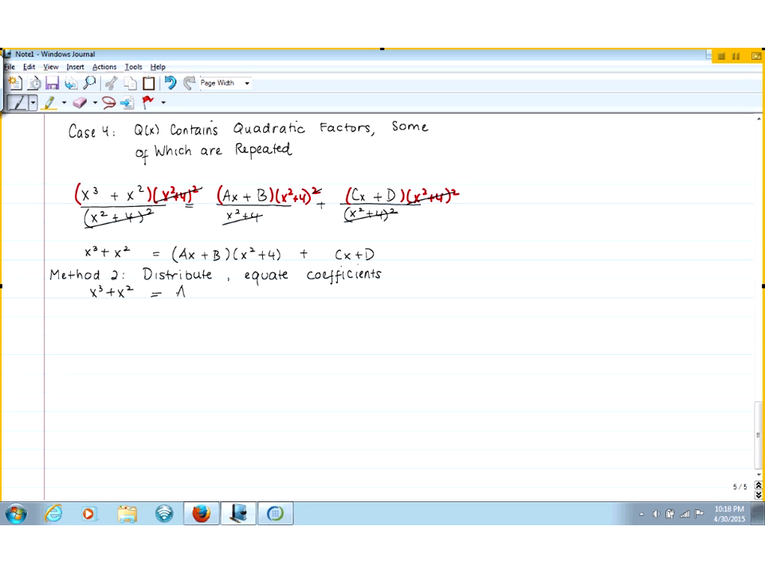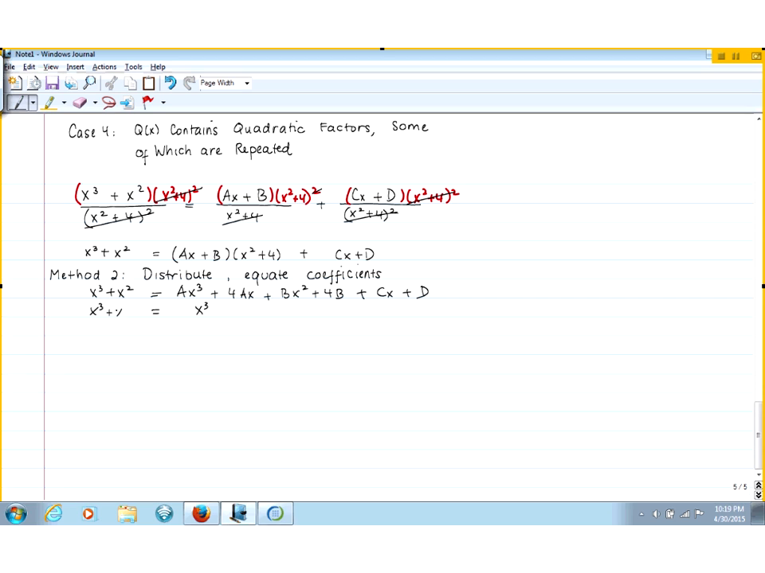So let's distribute. Collect like terms. So FOIL, ax cubed plus 4ax, so first, outer, inner, and then last. Last is plus 4b plus cx plus d. So this is method 2. We distribute: ax cubed plus 4ax plus bx squared plus 4b plus cx plus d.